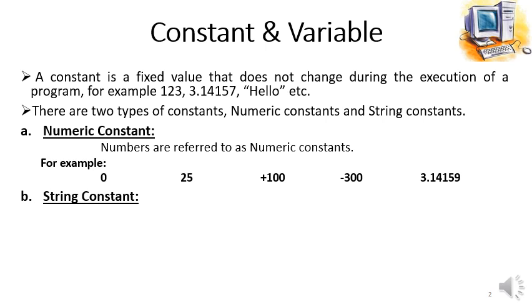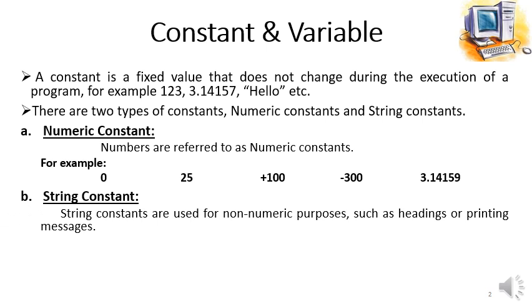Second, we have string constant. String constants are used for non-numeric purposes such as headings or printing messages. Here we have some examples, like I love Pakistan. It's a string constant, and the way to define any string constant is to enclose it in double quotation mark. Whatever combination of characters is enclosed in double quotation mark, that is a string constant, as I told you. So here I love Pakistan is a string constant.